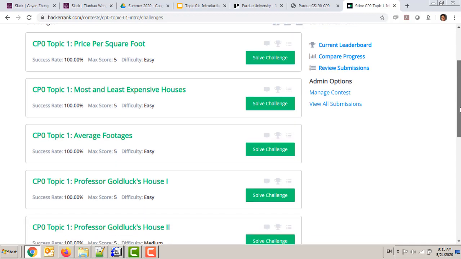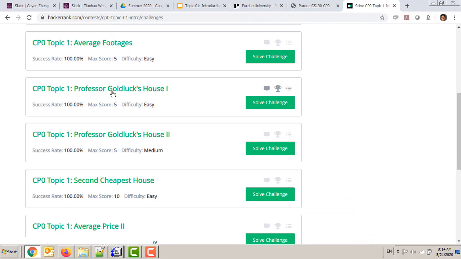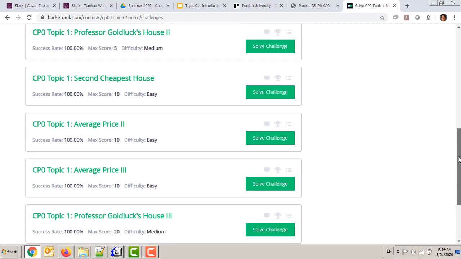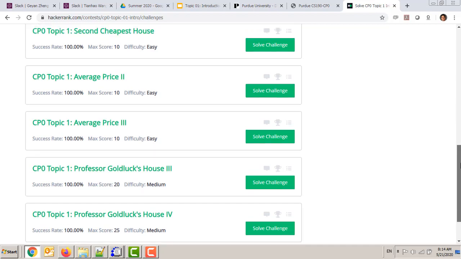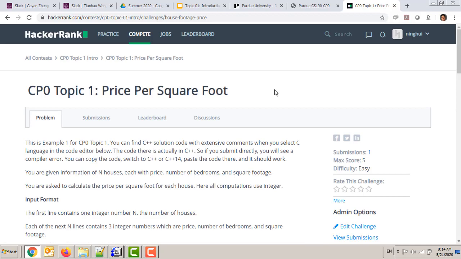And if you already know how to program and are just taking a look at this, I suggest you skip the other problems and just work on the problem Professor Goldluck's House 2. The problem should be a little bit non-trivial even for people who have already taken an introductory programming course. So let's go in.